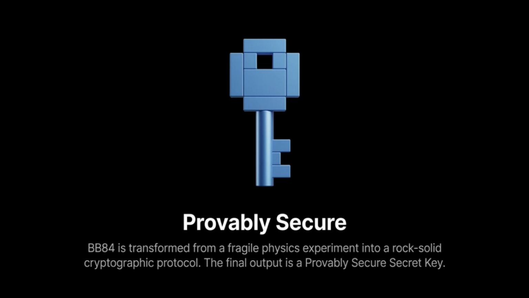The journey is complete. Through the rigorous pipeline of sifting, error correction, and privacy amplification, Jennifer and John have successfully extracted a provably secure secret key. This is a tool that can be used to protect the most sensitive data in the world with absolute certainty. Thank you for joining us on this deep dive into the BB84 Post-Processing Pipeline. You now understand the machinery that turns light into an unbreakable shield.